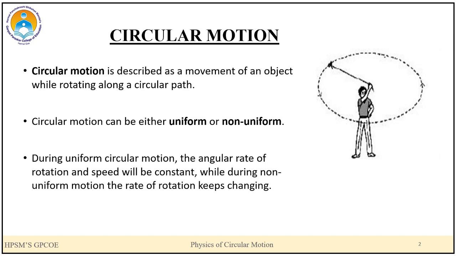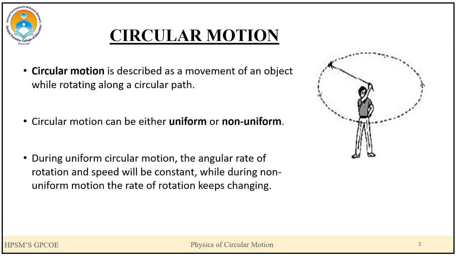Circular motion is described as the movement of an object while rotating along a circular path. Best example you can understand with the example: if you tie something, a stone, with a string and you just try to rotate it, you will get a circular motion. Circular motion can be either uniform or non-uniform. So what is the difference between them?